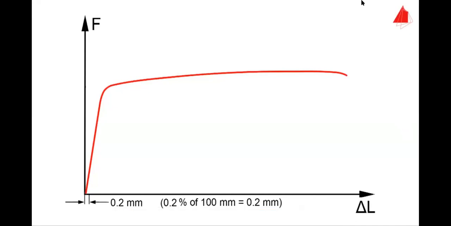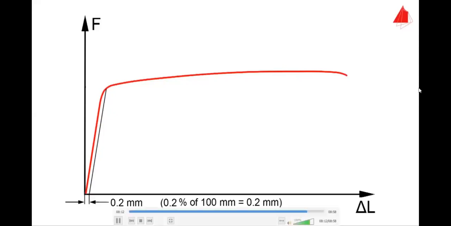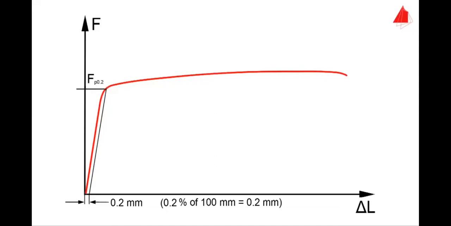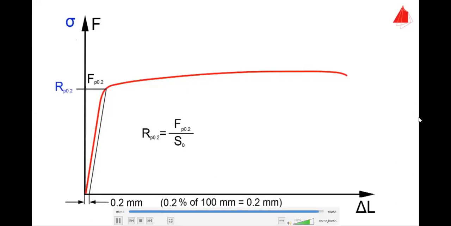In the force elongation diagram, a straight line parallel to the elastic line is drawn through the offset point of 0.2 millimeters of elongation. The force at the intersection point of the offset line with the force elongation diagram is designated as Fp 0.2. This is the force that causes a plastic strain of 0.2%. The 0.2% proof strength, Rp 0.2, is equal to Fp 0.2 divided by the original cross-sectional area S0. Tensile strength, percentage elongation after fracture, and percentage reduction of area are calculated in the same way as in the first test.